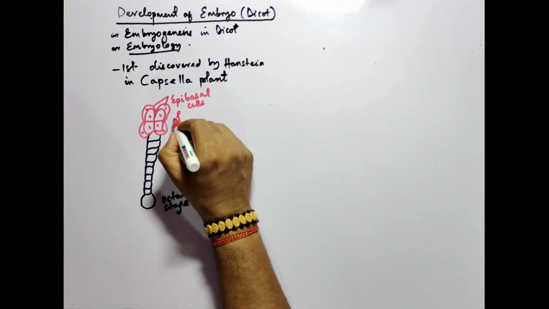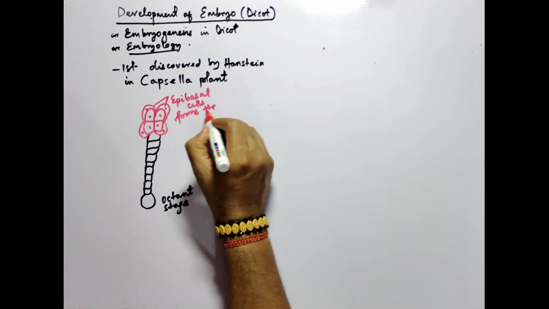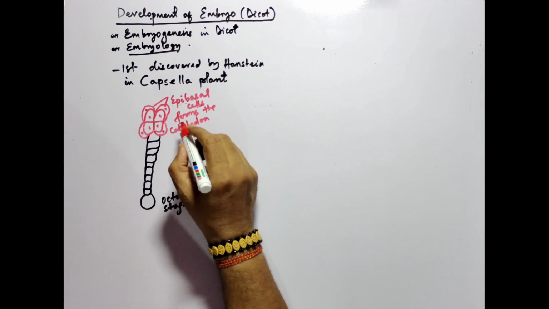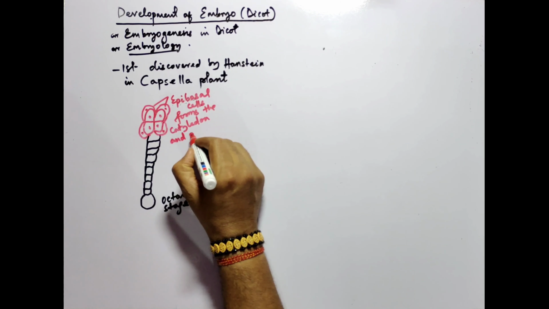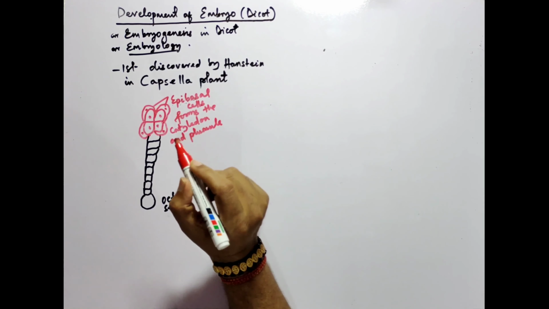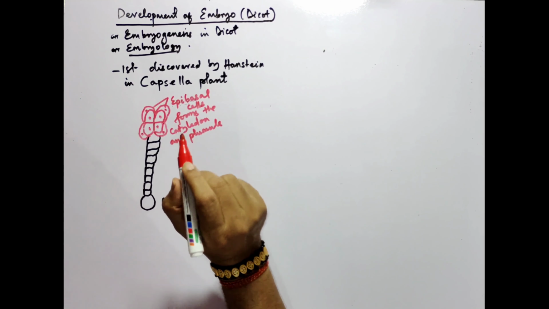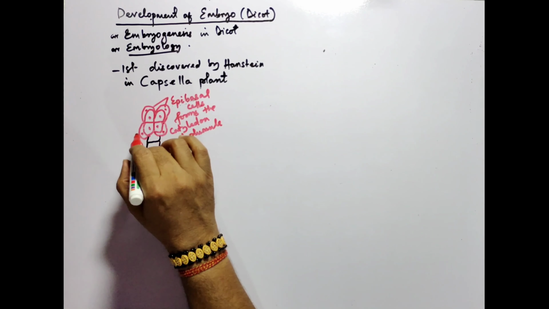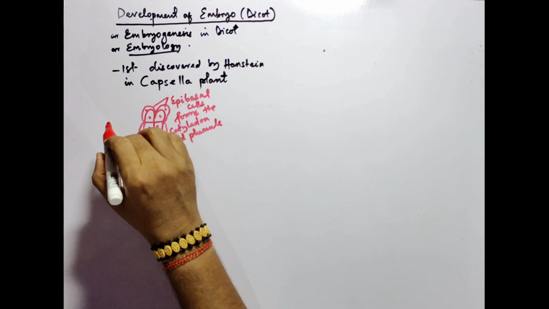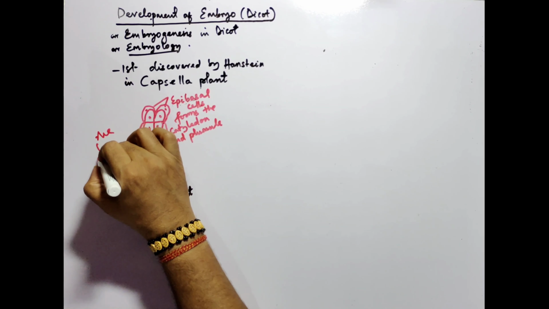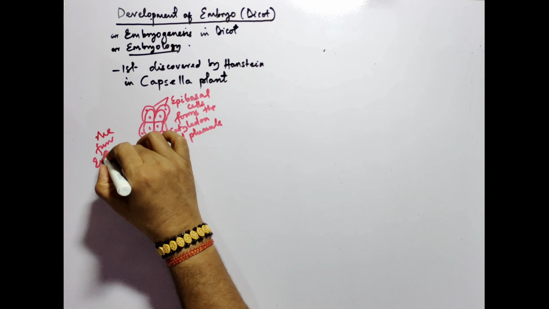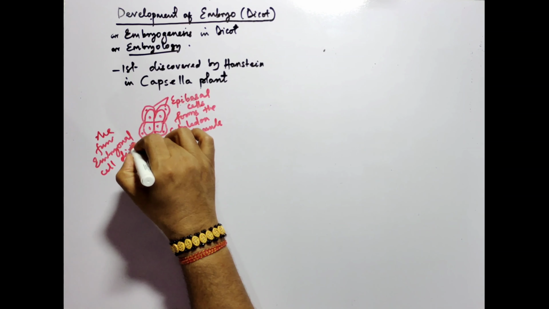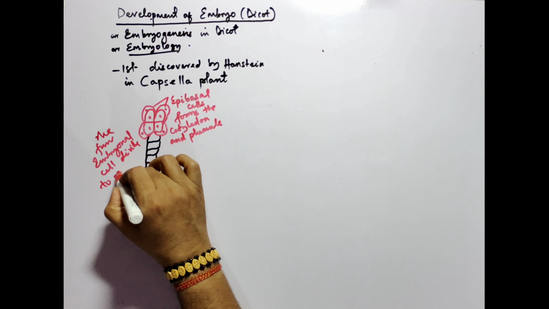Epibasal cells form the cotyledon and plumule. Plumule, you know that plumule gives the shoot system. So in this octant stage we are giving emphasis that the 4 embryonal cells divide. The 4 embryonal cells divide to form octant.